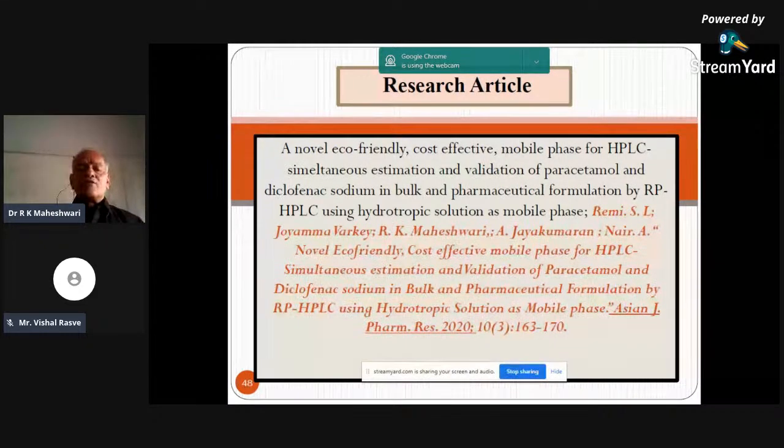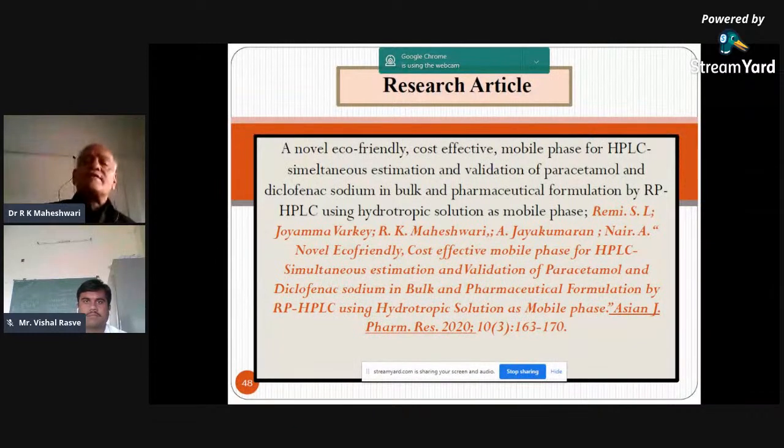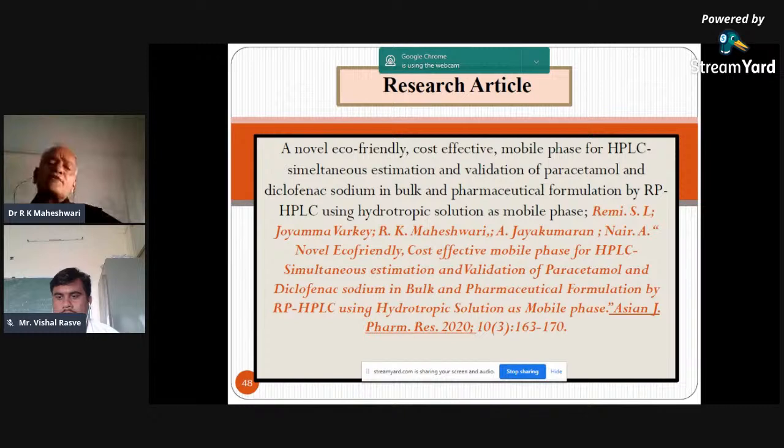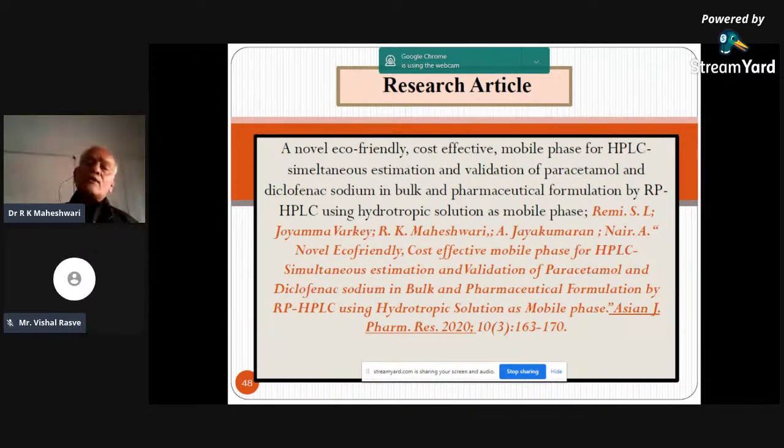One more paper, which might have been published or will be published very soon, is on ornidazole tablet. She has done reverse phase HPLC of ornidazole tablet using, I think, a 4% sodium benzoate solution. When that paper is published, you can find all the details on ornidazole tablet estimation by reverse phase HPLC using hydrotropic solution. So what we observe here is that there is no use of methanol or acetonitrile, which are mostly used in HPLC. Just by using an aqueous solution of a hydrotropic agent, you are performing the HPLC.